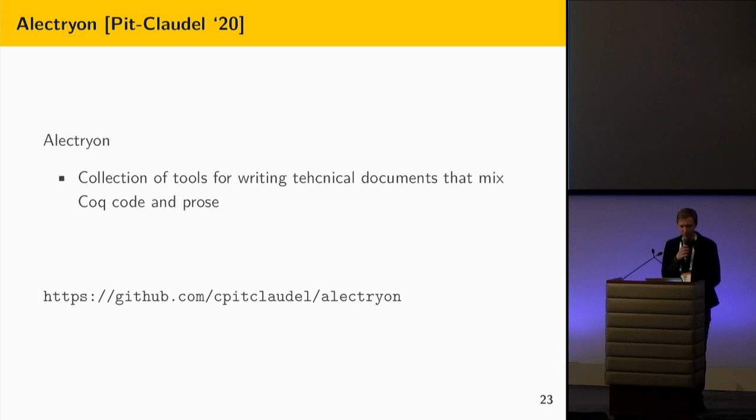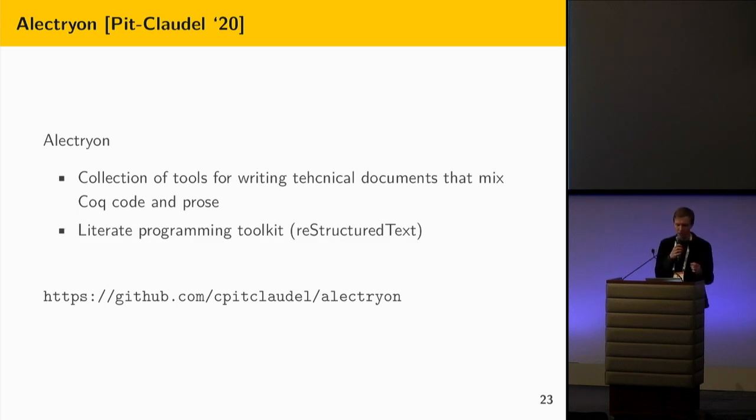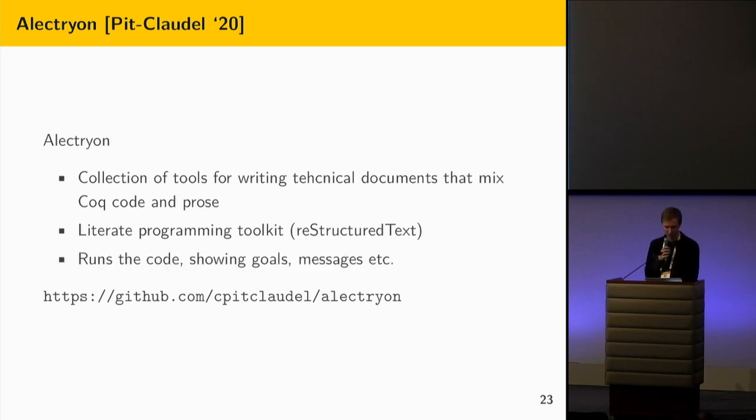Then I looked into Alectryon, which is a really interesting tool and much more recent. It's a collection of tools for writing technical documents that mix Coq code and prose, also a literate programming toolkit that basically uses reStructuredText combined with Coq code. But most interestingly, it runs your Coq session and basically records intermediate proof states, all that stuff, including the messages that Coq produces.